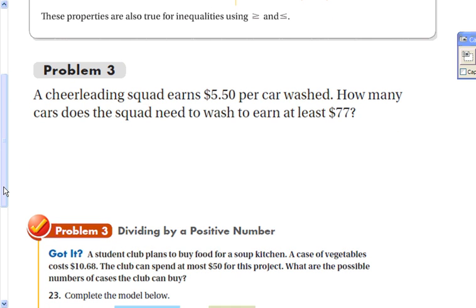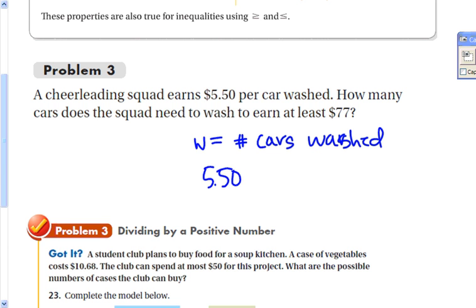Problem 3, a cheerleading squad earns $5.50 per car washed. How many cars does the squad need to wash to earn at least $77? Let's let W equal the number of cars washed. And then the inequality, they get $5.50 per car washed, so $5.50 W, and they want to earn at least, means greater than or equal to $77. We're going to divide both sides by $5.50.